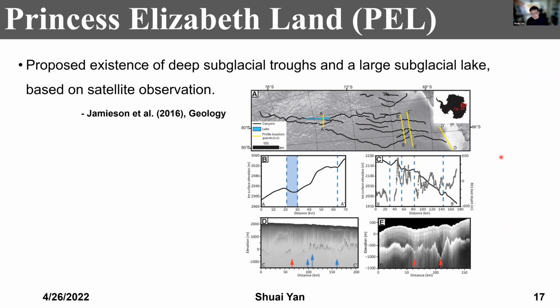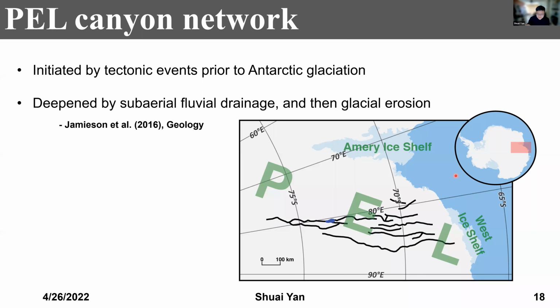And they did have a few survey passes near the coastal region, and that confirmed this hypothesis as shown in this graph. So after examining the location, the shape, and the orientation of this proposed canyon network, they proposed that this canyon network was initiated by certain tectonic events before Antarctic glaciation.